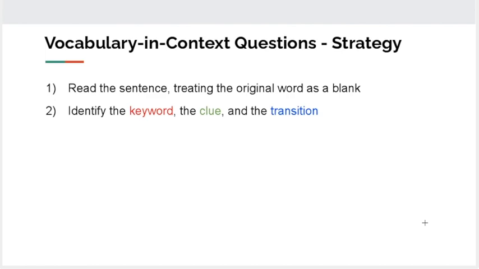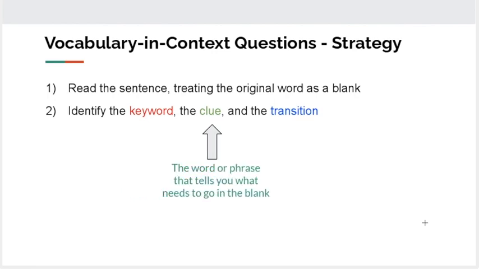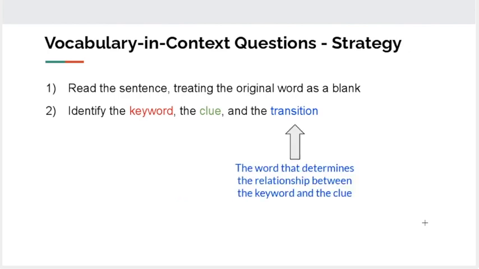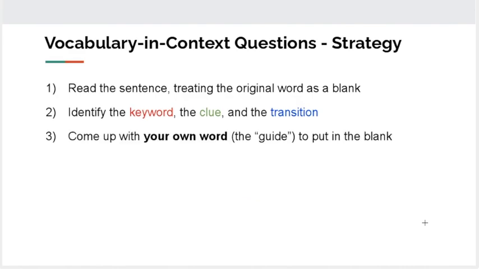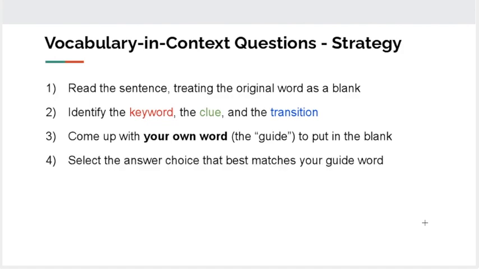Identify the key word, the clue, and the transition. So terminology that will be familiar to those who have watched the text completion videos already. But the key word is what the word in the blank, the word in question, is describing or referring to. The clue is going to be some word or phrase that clues you in as to what needs to go in the blank or what needs to replace the word in question. And the transition, if present, is going to be a word or phrase that determines the relationship between the keyword and the clue. And we'll see some more specifics in just a minute. Then we want to come up with our own word, the guide or the approximate answer to put in the blank, and then select the answer choice that best matches that.